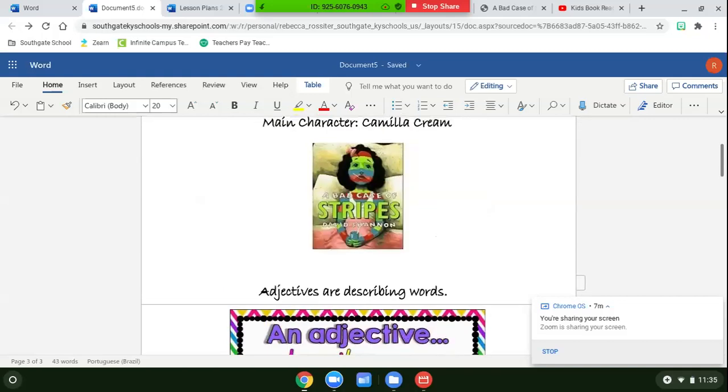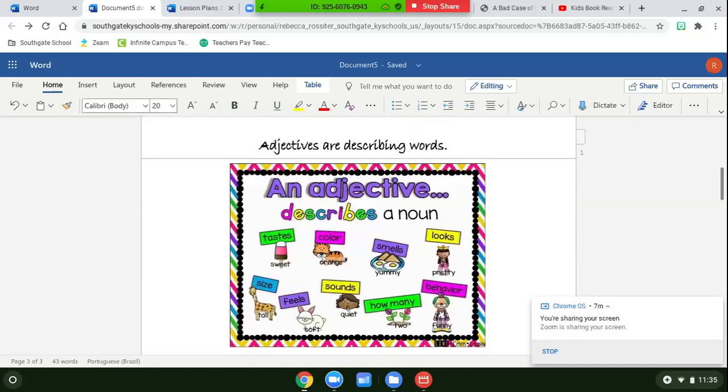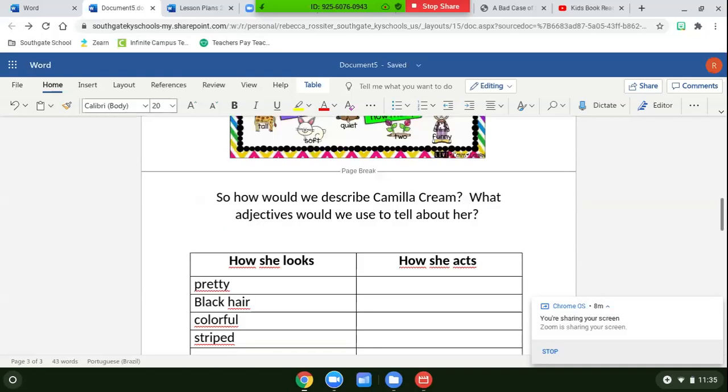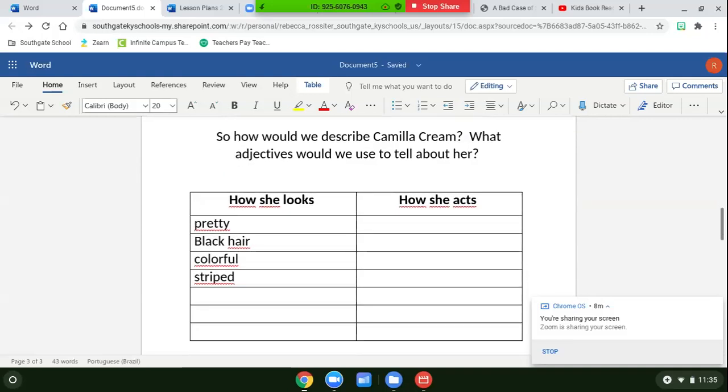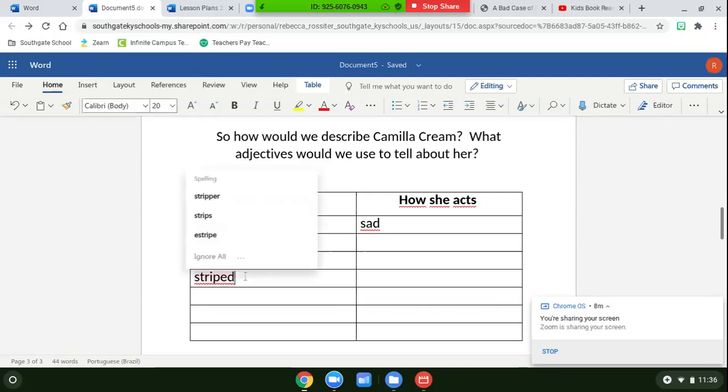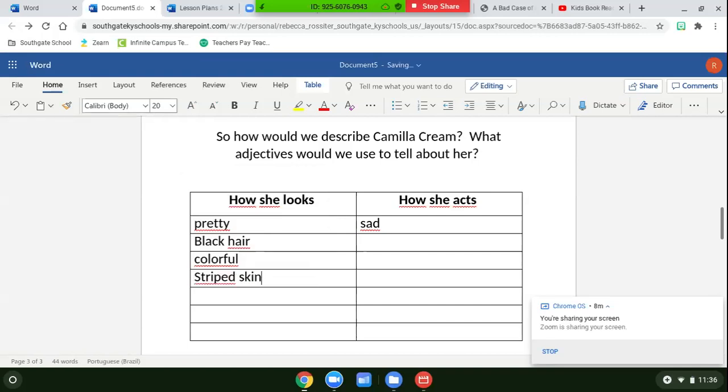I think she looks sad in this picture. Remember how we said adjectives can describe behavior or how someone acts as well? But I can't decide if that's how she looks or how she acts. I think I'm going to put sad over here because that's more how she's acting with her behavior and her personality than how she physically looks. Like if you were to look at her and you would say, oh, look, she has black hair or she has striped skin. We could even put skin right there now that I think about it. Striped skin.